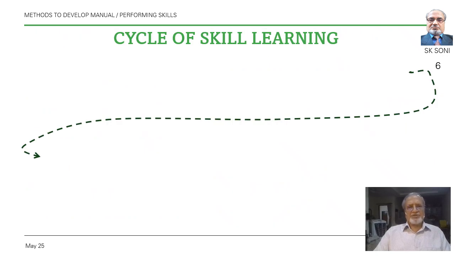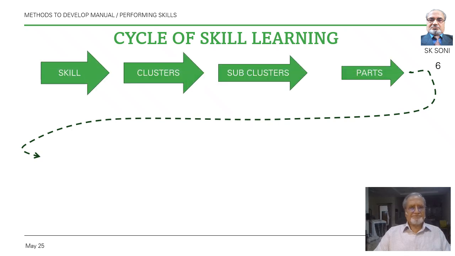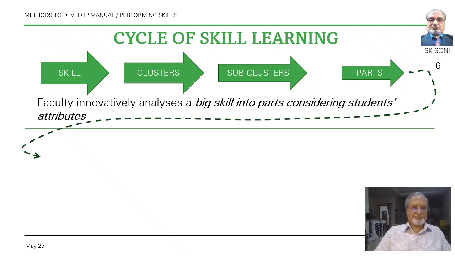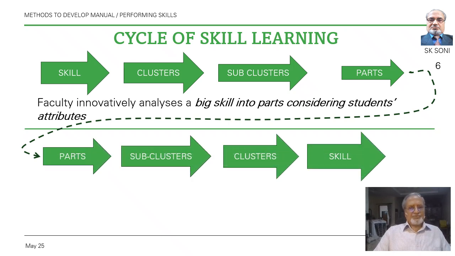So the cycle of skill learning is explained in this graphic. Skill is analyzed into clusters, clusters analyzed into subclusters, subclusters analyzed into parts. The faculty or teacher innovatively analyzes a big skill into parts, considering students' attributes as well. Then, in the synthesis stage, parts are learned and then these parts are combined into subclusters. Subclusters are combined and practiced into clusters, and the practice will go to combining all the clusters and practicing the total skill.